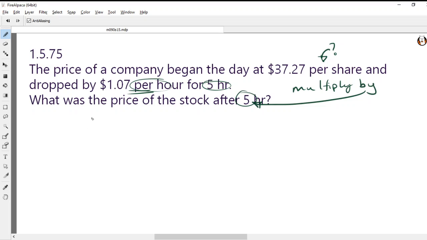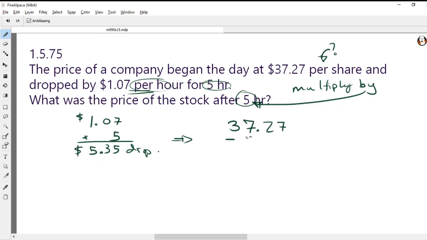So let's take $1.07 per hour and multiply it by 5 hours. What are we going to get? 35 and then 5. So 5.35 was the drop. So because it's dropping, that means I'm going to take my starting price, 37.27, and I'm going to subtract this drop from it, 5.35.